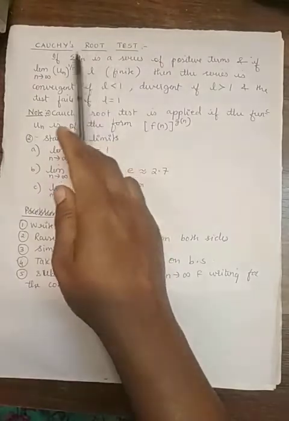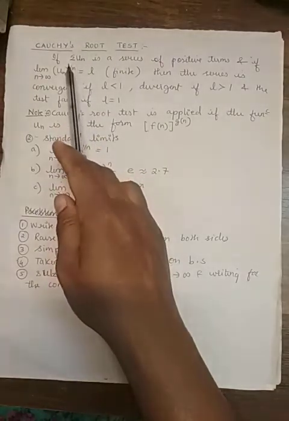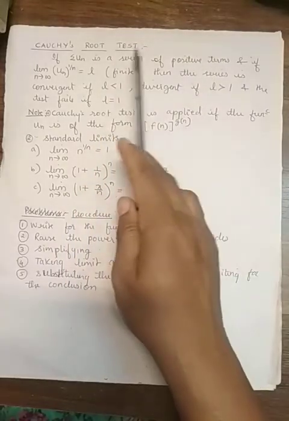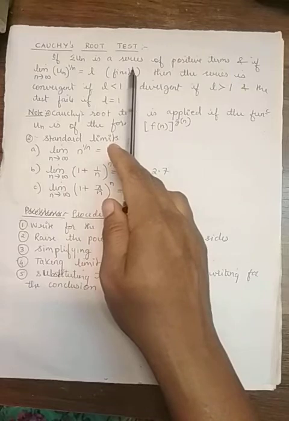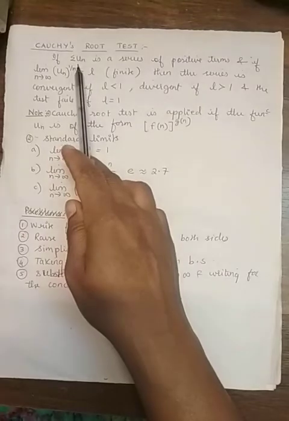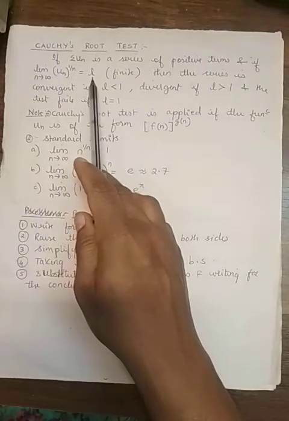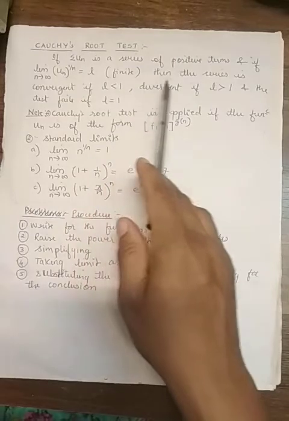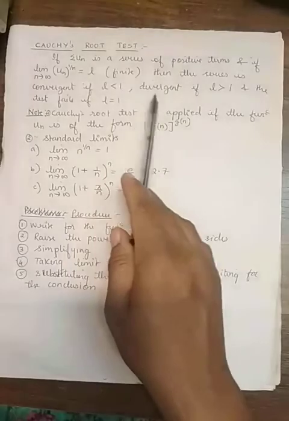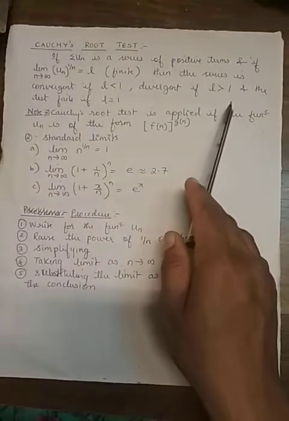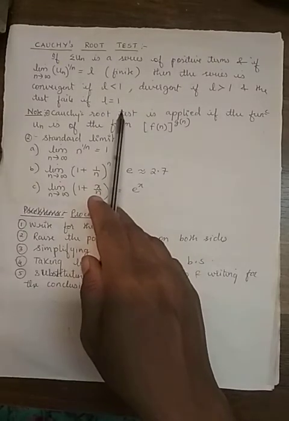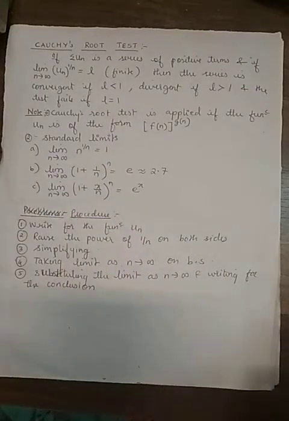Now what do I mean by Cauchy's root test: if summation un is a series of positive terms, here also the given function is in terms of series, and if the limit as n tends to infinity of un raised to 1 by n equals a finite L, then the series is convergent if L is less than 1. It is divergent if L is greater than 1, and the test fails if L is equal to 1. Conditions are the same in both the tests, that is D'Alembert's and Cauchy's.